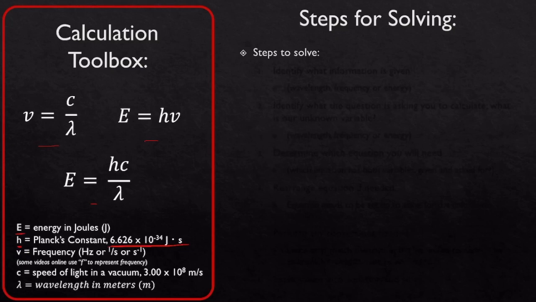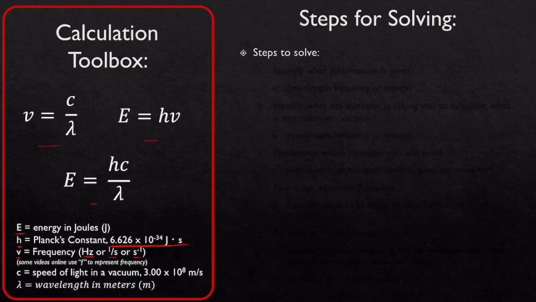Sometimes you'll see sample problems here and there or online where people are using f to represent frequency. If you see that used for frequency, don't get too confused about it, but we're going to use the little v. Frequency has units of hertz, but really what hertz are is just 1 over seconds, or that can also be written as seconds to the negative first power. If you see any of those, they all mean hertz. They mean the same thing.